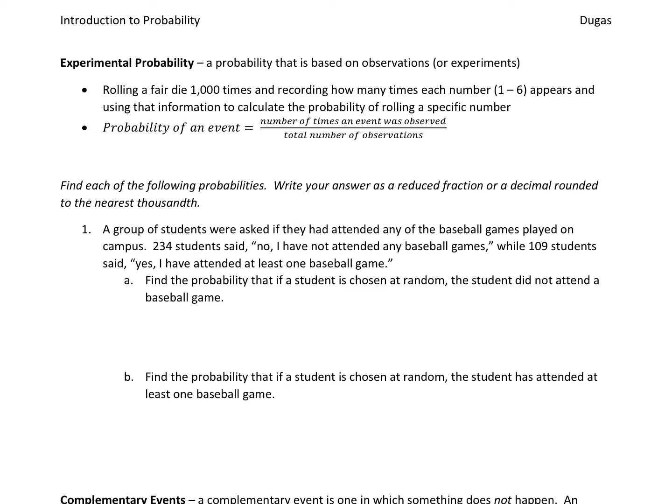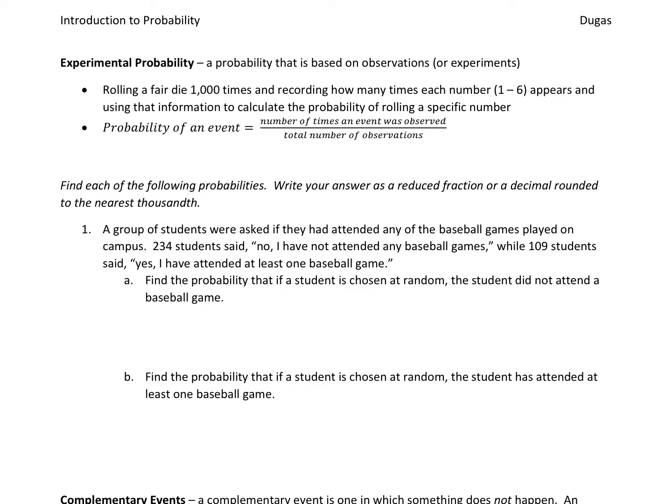So experimental probability is based on observations or experiments that are actually performed. So an example would be rolling a fair die 1,000 times and recording how many times each number appears, and then using that information to calculate the probability of rolling a specific number. So you're actually using real data to calculate a probability based on that data.